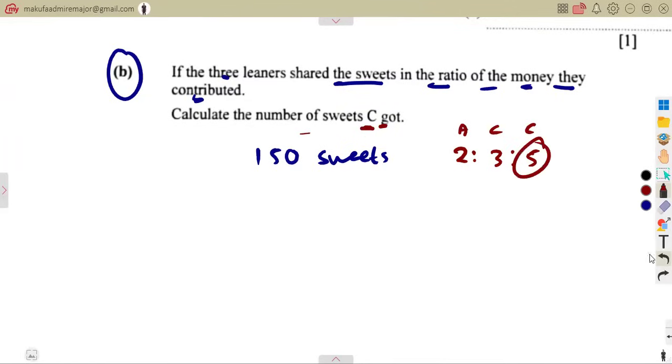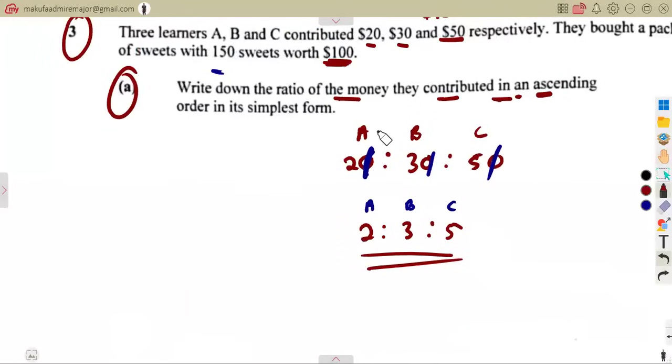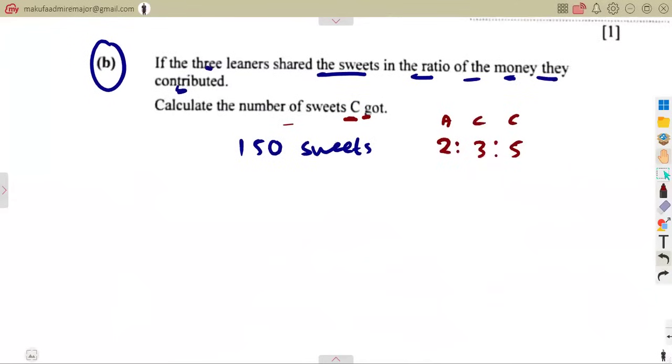So according to the ratio, C has a ratio of 5. But what about the 150 that we are given? This is the total, as I said before, corresponding to the $100, which is the total amount. So this is the total number of sweets they bought. According to the ratio, we are going to need the total that corresponds to the number of sweets. So you add your ratios 2 plus 3 plus 5. So that's 5 plus 5, which is 10. So according to the ratio, our total is 10. This total ratio, which is 10, is the one that corresponds to the total number of sweets you are given, which is 150 sweets.